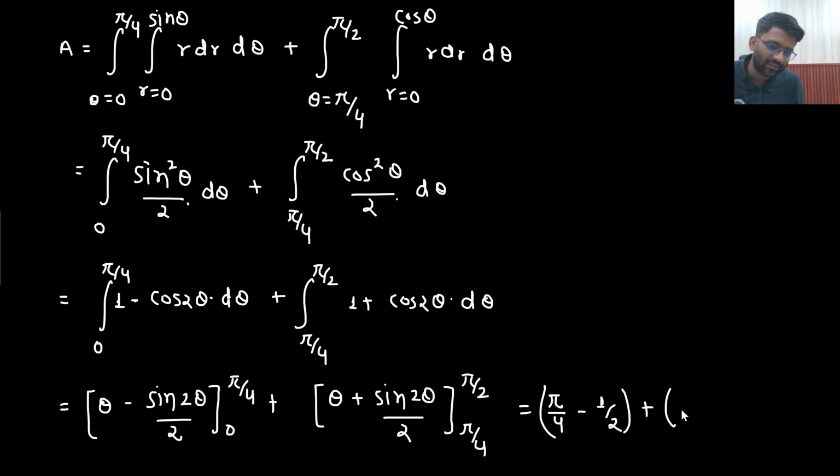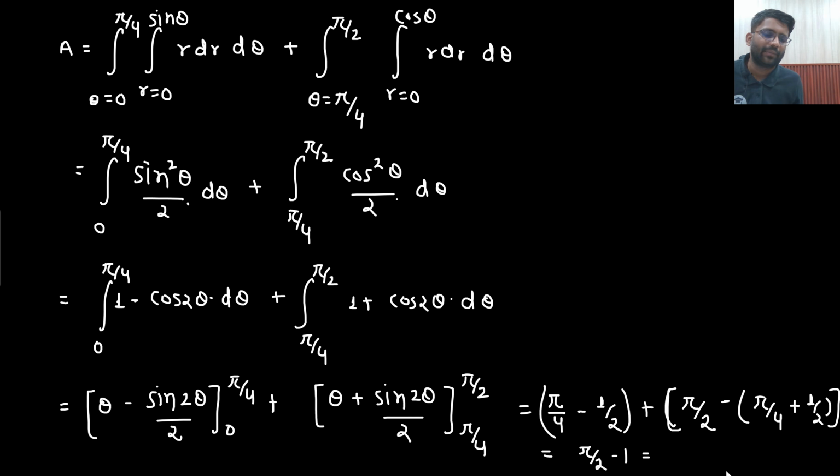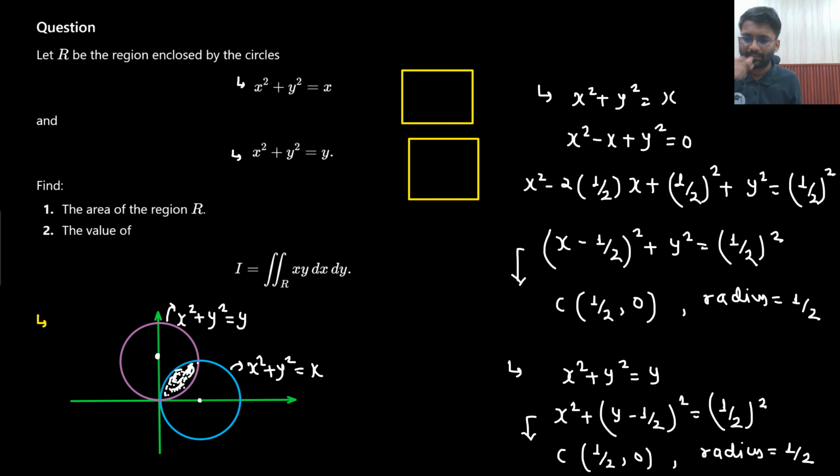Pi by 2 sin pi, so you will get pi by 2, right? Then minus, here you put pi, sin pi will be 0, then minus pi by 4 plus 1/2, so it will be pi by 4 minus 1/2. So pi by 4 minus 1/2 multiplied by 2 will be pi by 2 minus 1. Pi by 2 minus 1 is the answer.